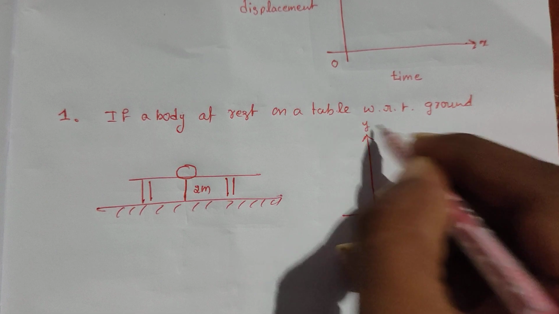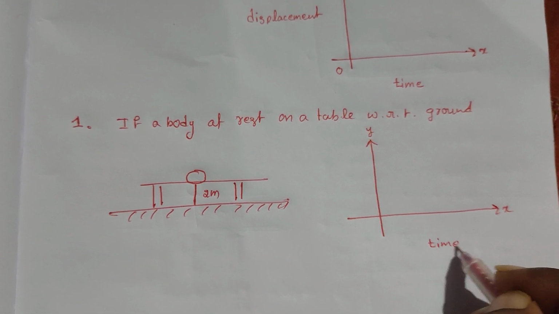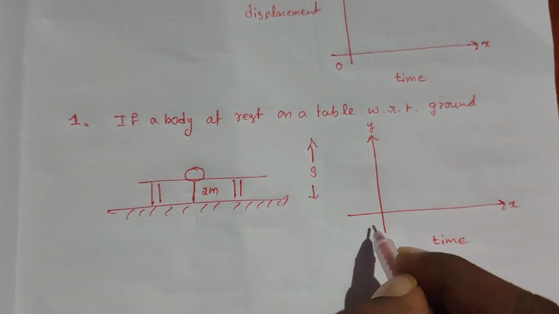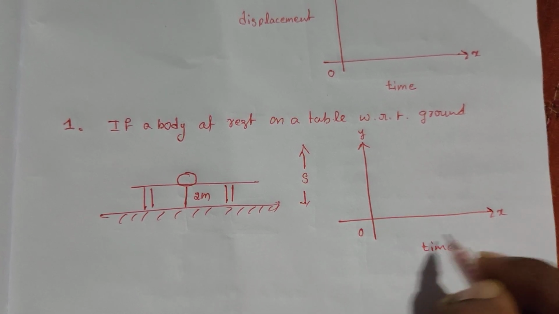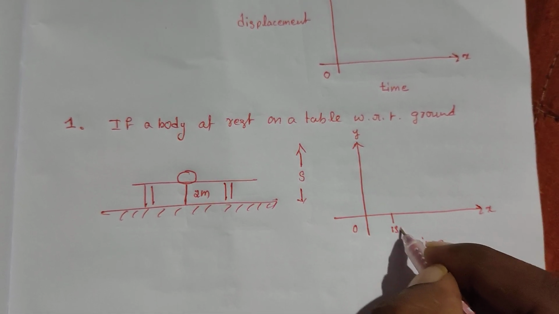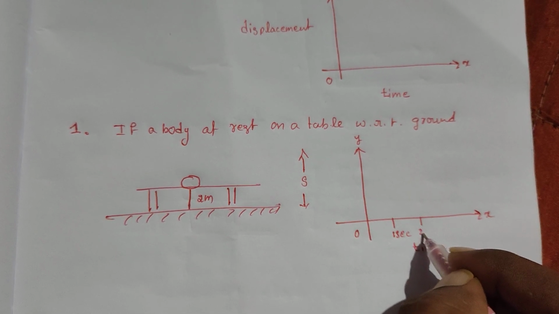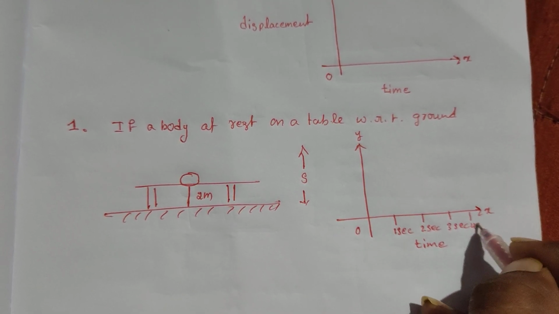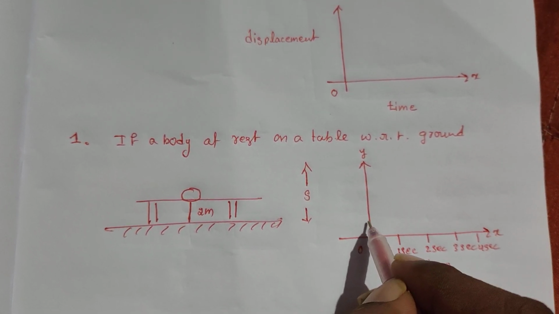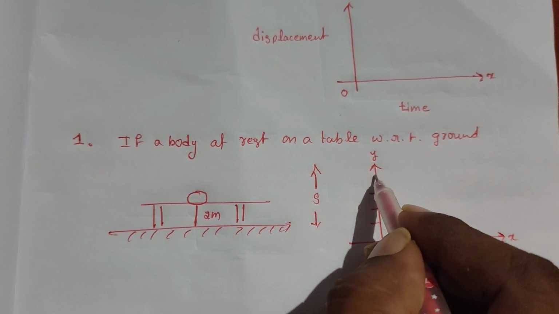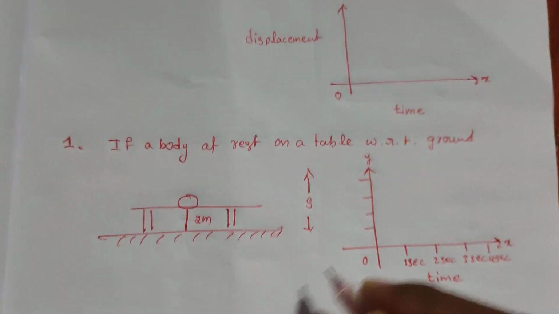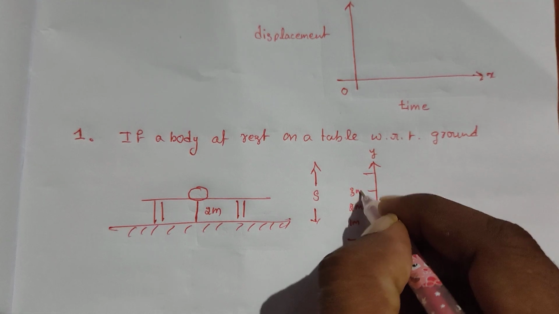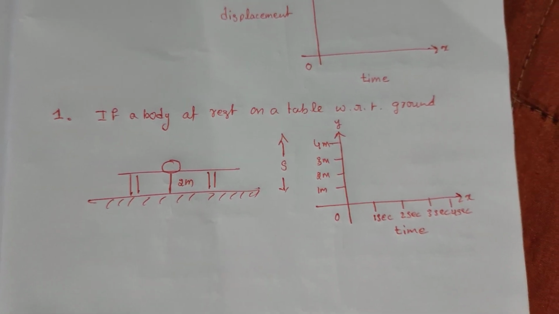We require x and y axes. Time values we have to consider on the x axis. Displacement values we have to consider on the y axis. Okay, so the scale of time: first 1 second, after 2 seconds, after 3 seconds, its position is constant, after 4 seconds also its position is constant. Consider the displacement scale on the y axis: 1 meter, 2 meter, 3 meter, 4 meter.